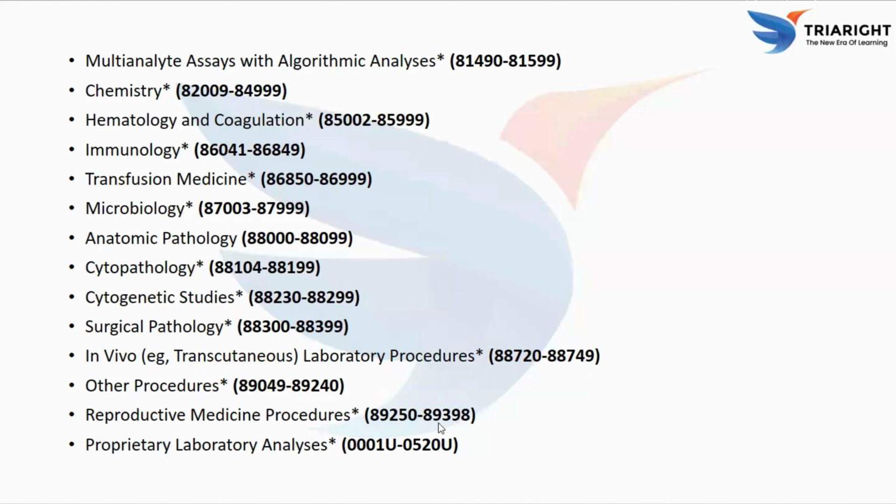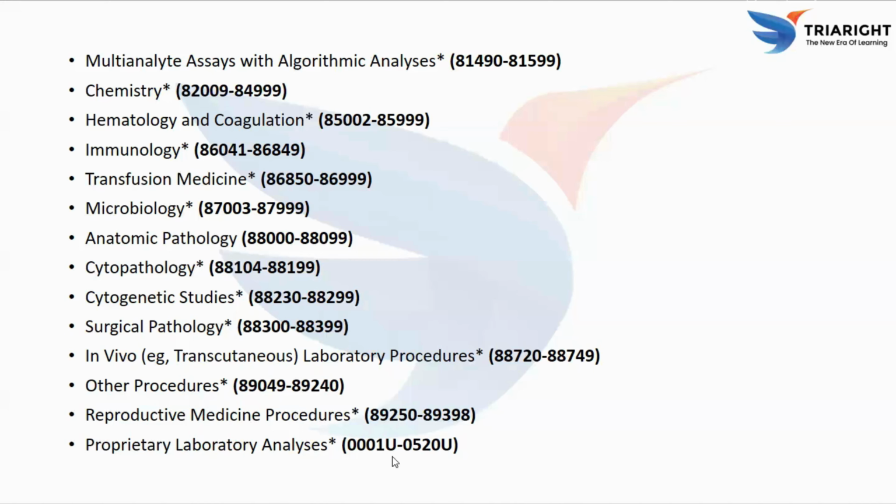Reproductive medicine procedures, the code ranges 89250 to 89398. They include the fertility and assisted reproduction services. So examples like semen analysis, IVF related lab work. So these are very highly specialized procedures. They are often bundled with the reproductive services.